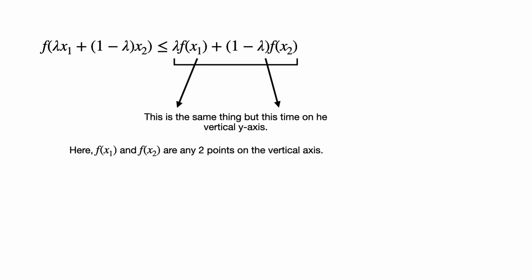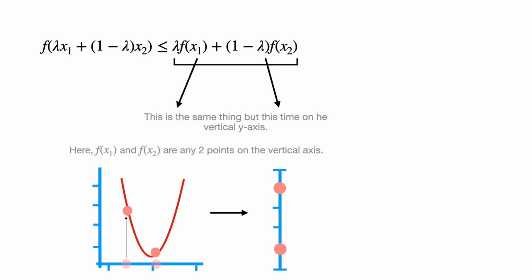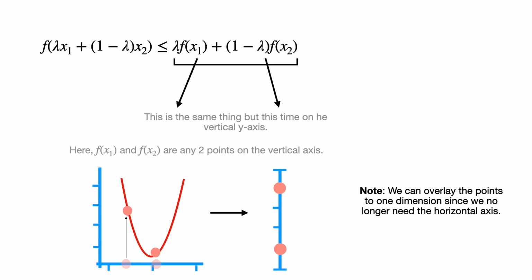If we go to the right-hand side, this is the exact same thing, but this time on the vertical axis. Here, f of x1 and f of x2 are any 2 points on the vertical axis. If we plug in the points we just used, which are -2 and 1, we get outputs 4 and 1 respectively. We smush our points to one dimension because we no longer need the horizontal axis. We can do this because of the intermediate value theorem, but that's unimportant.